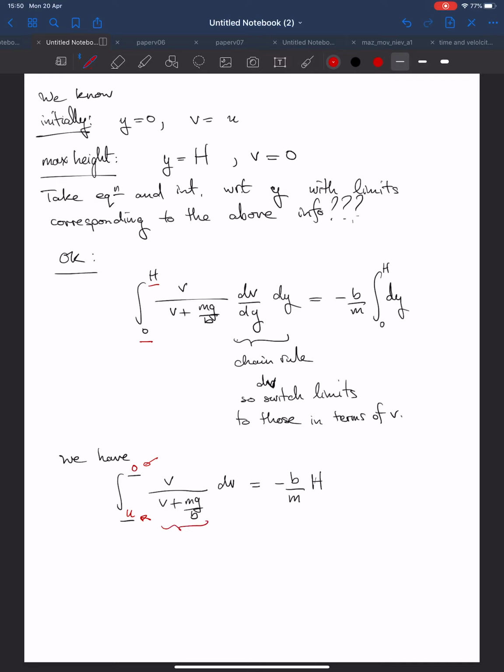Well, this is easily computed, because what I'll do now is I'll just add and subtract this in the numerator. And as you can see, what this gives me is the following: 1 minus mg over b, some constant, over v minus mg over b. So we're just going to integrate this, and then plug in the limits. So now we just need to do this integral. I'm going to take this, and we'll insert this result.